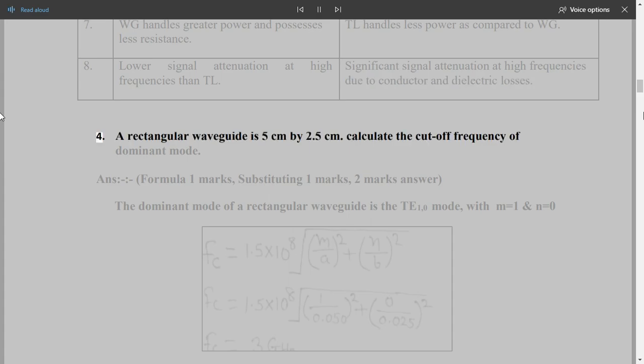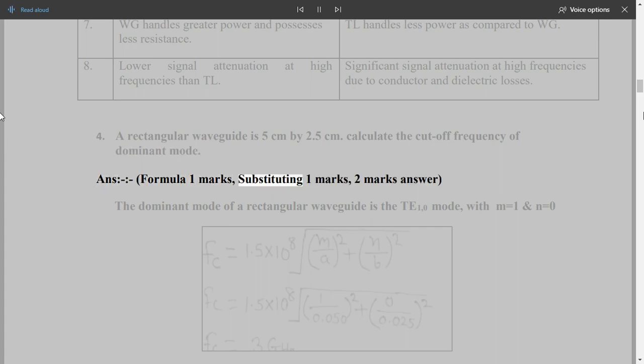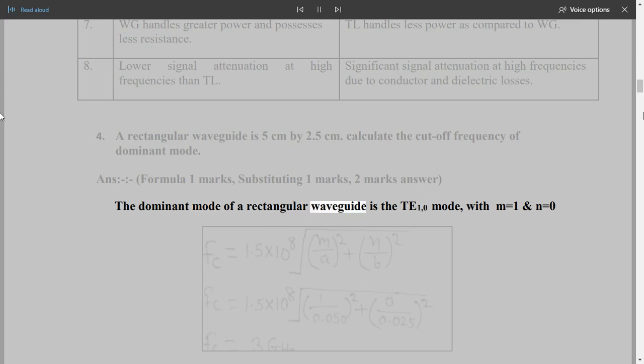4. A rectangular waveguide is 5 cm by 2.5 cm. Calculate the cutoff frequency of the dominant mode. Answer: formula 1 mark, substituting 1 mark, 2 marks answer. The dominant mode of a rectangular waveguide is the TE10 mode, with m equals 1 and n equals 0.